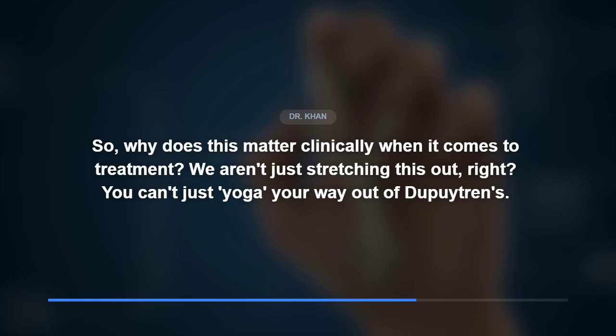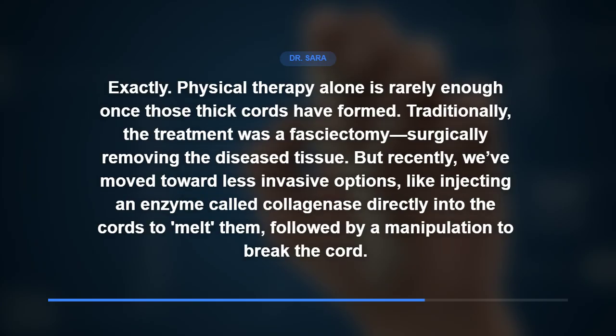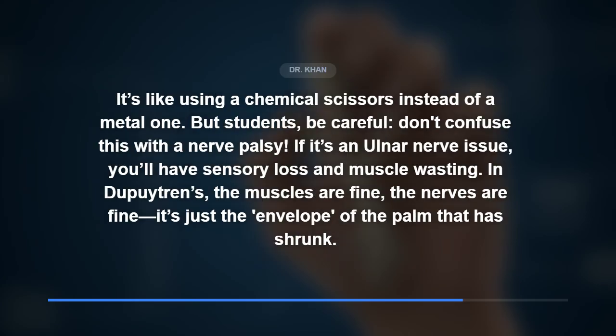So why does this matter clinically when it comes to treatment? We aren't just stretching this out, right? You can't just yoga your way out of Dupuytren's. Exactly. Physical therapy alone is rarely enough once those thick cords have formed. Traditionally, the treatment was a fasciectomy, surgically removing the diseased tissue. But recently, we've moved toward less invasive options, like injecting an enzyme called collagenase directly into the cords to melt them, followed by a manipulation to break the cord. It's like using a chemical scissors instead of a metal one.